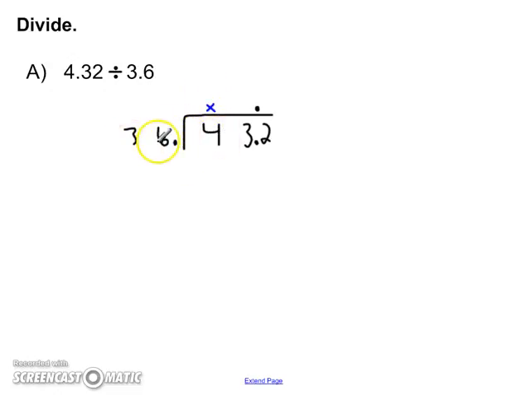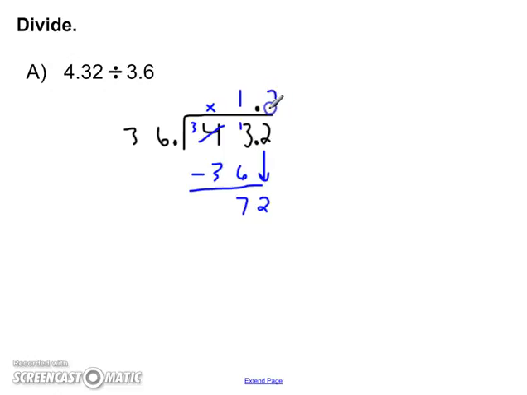36 into 43, well, that is 1 time. So now we're going to multiply 36 by 1. 1 times 36 is 36. And we're going to subtract. 3 minus 6, can't do it, not without borrowing anyway, so I will go ahead and do that. 13 minus 6 is 7. 3 minus 3 is 0. Then we have this 2 here, which we are going to drop. And so now we're going 36 into 72.